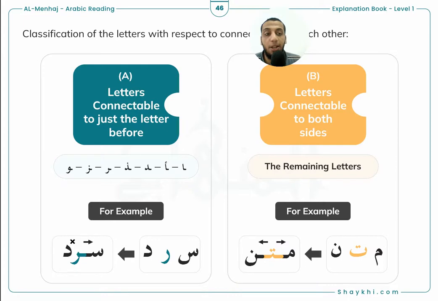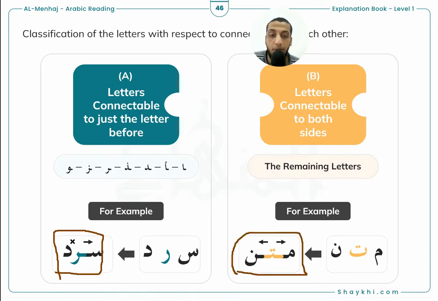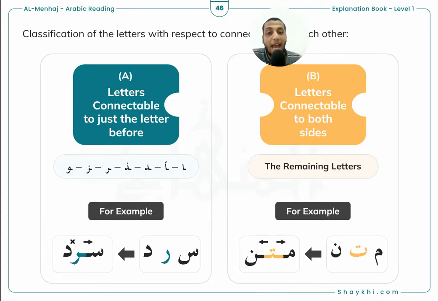So when we say connected letters, it doesn't mean that all letters will be connected and attached to each other. No, there are some letters that are just connectable to the letter before and not the letter after it. So this shape is acceptable if you see it, and this shape is also acceptable if you see it. Now we have come to the end of this episode, and we know these 2 categories of the connected letters: the letters that are connectable to just the letter before and those connectable to both sides. If you have any question, just let me know in the comment section.